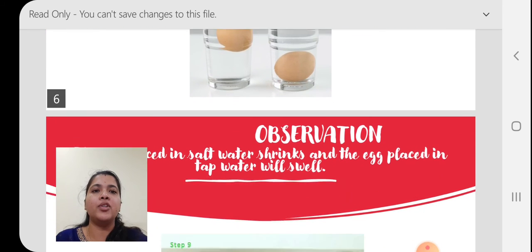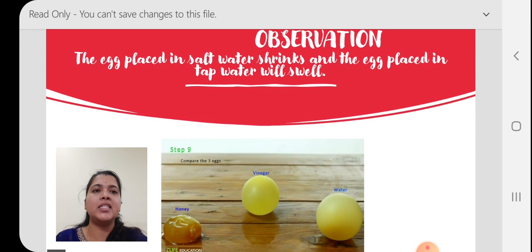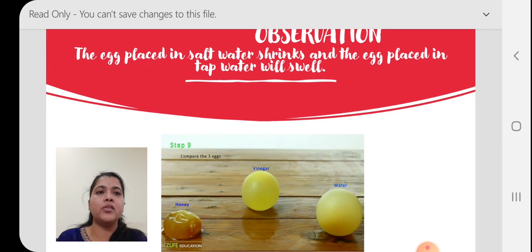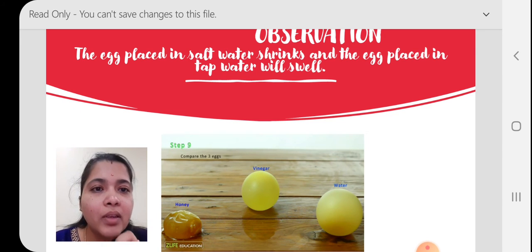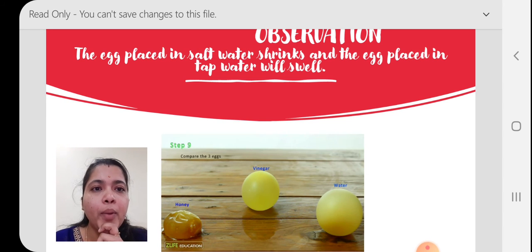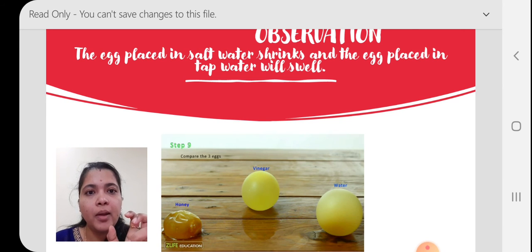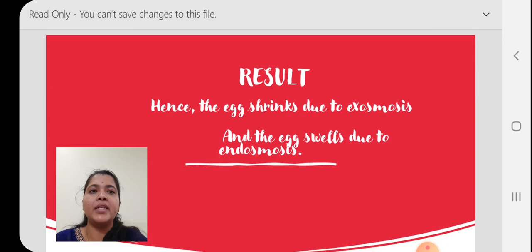Coming to the observation, the egg placed in salt water shrinks, and the egg placed in tap water will swell. Are you able to see this first diagram? It is honey, I think. Okay, no problem, I'm just showing the figure. When you dip the egg in salt water, it will shrink. And when you dip it in tap water, the egg will swell. It will become big.